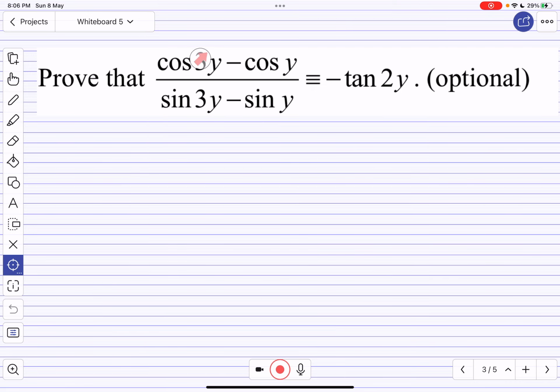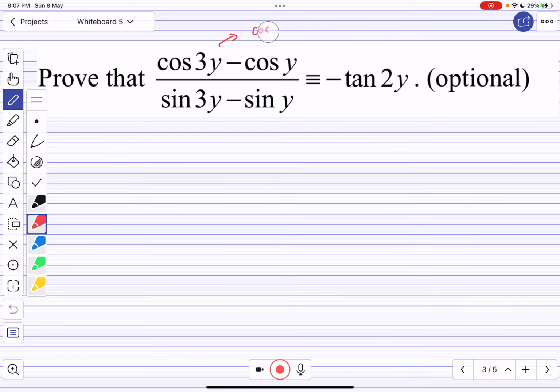The first thing that strikes my interest would probably be the 3y, since this 3y shows quite a lot of potential to be split up into 2y plus y, which is what I'm going to do. Using the compound angle formula, or the addition formula, we know that cos(A+B), which is in your formula list, is the same as cos A cos B minus sin A sin B. So that's what I'm going to do here.